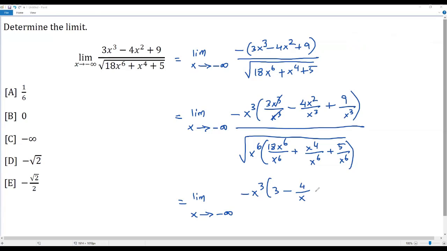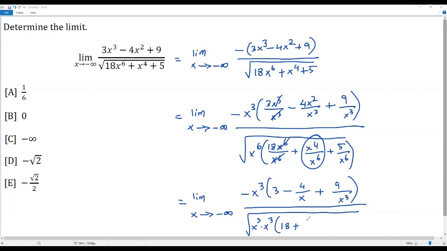Okay, now positive 9 over x to the third power. When I take this x to the sixth power out, it will become x cube. Otherwise, we can do it in the next step. So this x to the sixth power can be written as x to the third power times x to the third power. So x to the sixth power and x to the sixth power will cancel. I'm just getting positive 18. When I simplify this one, I'm getting 1 over x to the second power, positive 5 over x to the sixth power. Okay, now let me continue on the next page.